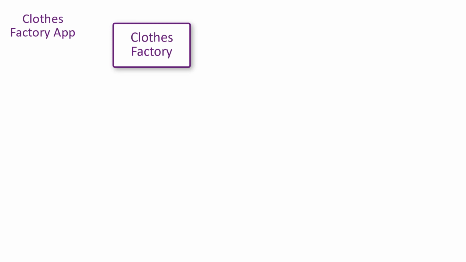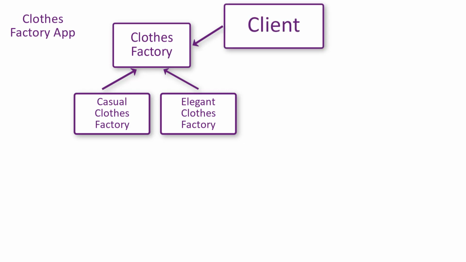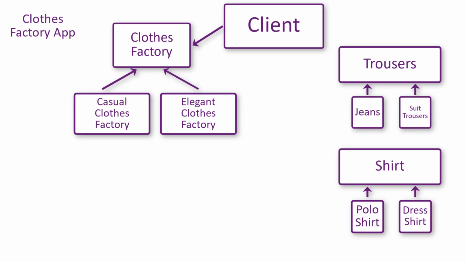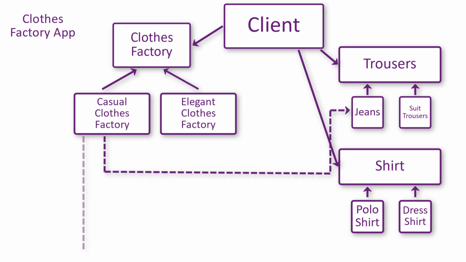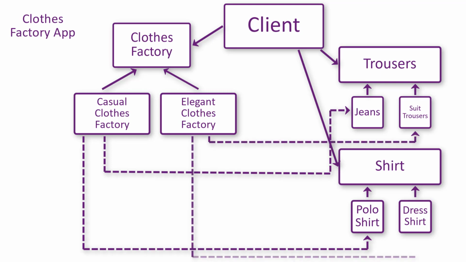Let me show you an example of a clothes factory app. We are going to have a main abstract class called clothes factory with two derived classes, casual clothes factory and elegant clothes factory. We also need a client to buy our products. Products, that means trousers and shirts with special types: jeans, suit trousers, polo shirts and dress shirt. We're also going to create connections between the factory and special products to indicate which factory will create which product. Now it looks a little bit complicated, but it will clarify throughout the video.